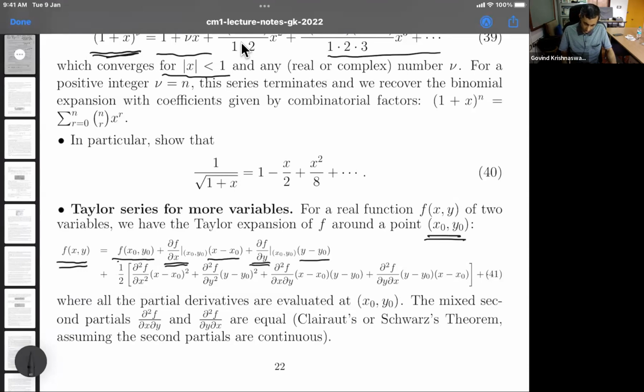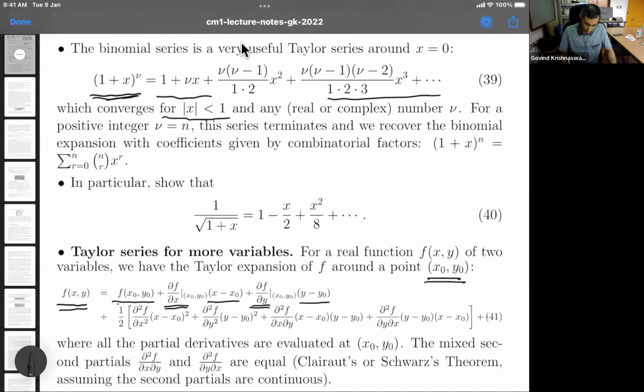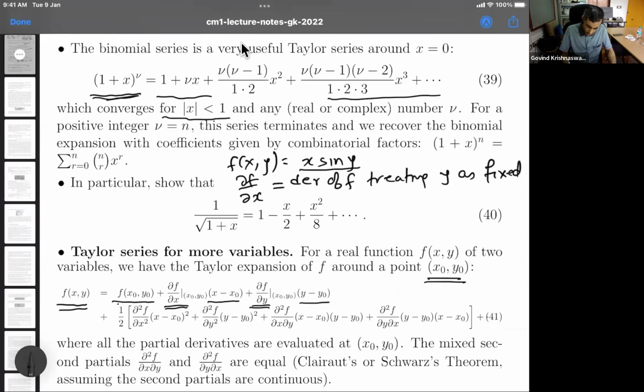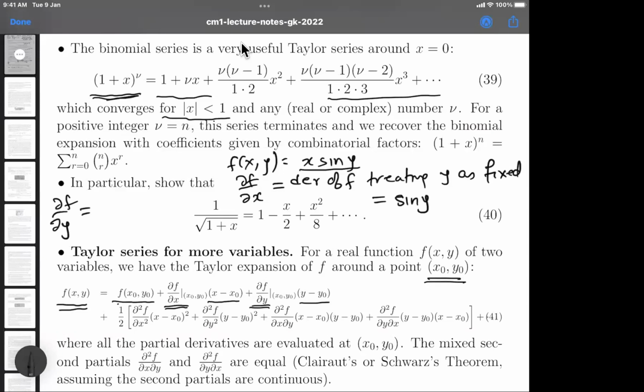These partial derivatives, let me tell you how they are computed. Suppose you have some function like f of x comma y equal to x times sine of y. When I say the partial derivative of f with respect to x, I mean differentiate this function treating y as a constant, treating y as fixed. If I were to do that, I will simply get sine of y. That is, the partial derivative with respect to x is sine of y, and the partial derivative of f with respect to y would be, well, will you please suggest the answer? x cos y. Indeed, x cosine y.